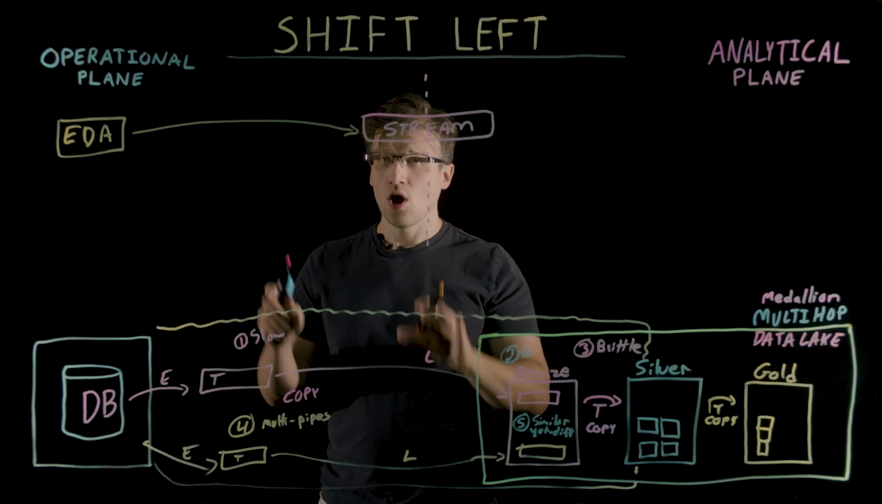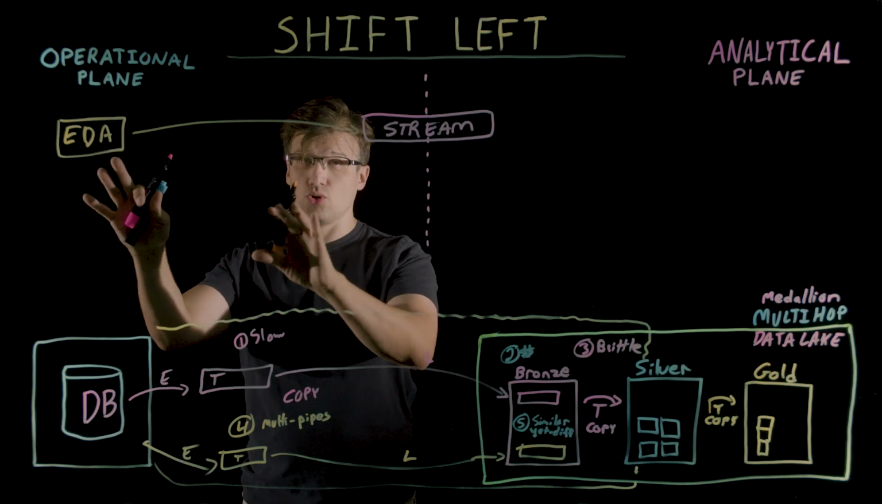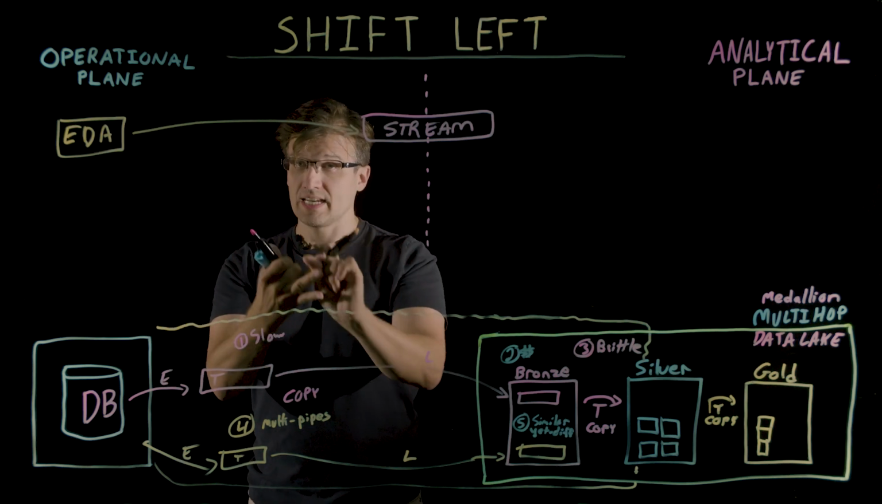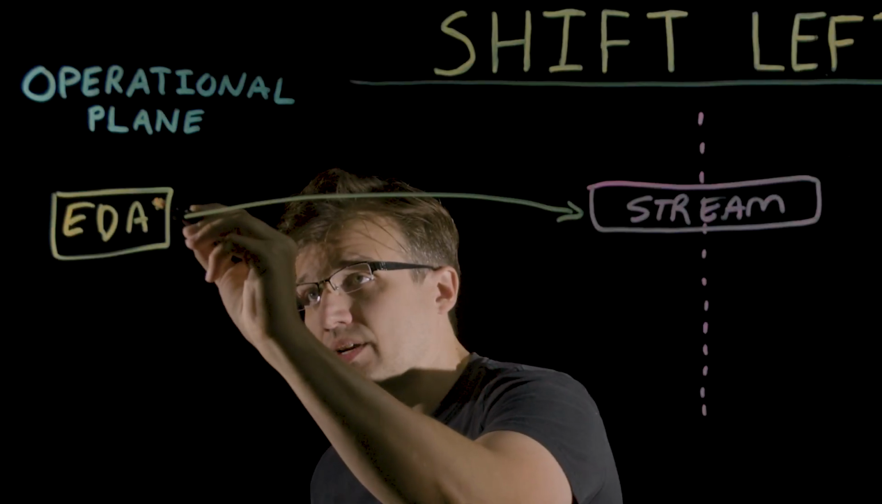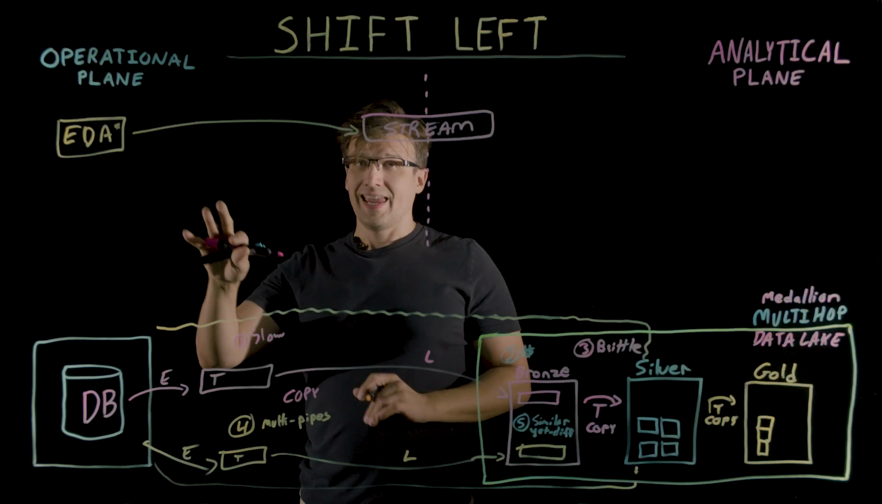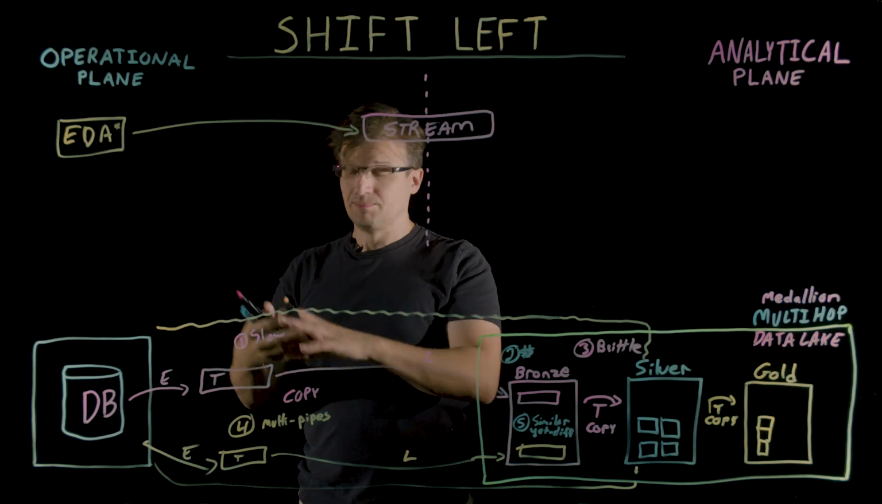Native event-driven applications that are already in your operational plane, for example, EDAs, they already produce events to streams. All of the work that these EDAs do to structure and schematize the data, the events that they're writing to the stream, is already done entirely within this application. It's already shifted to the left by default.